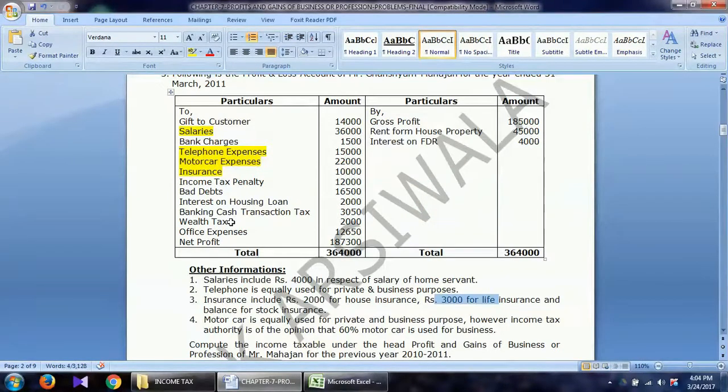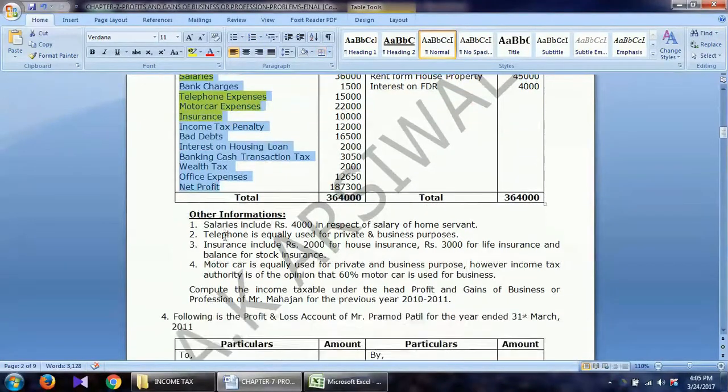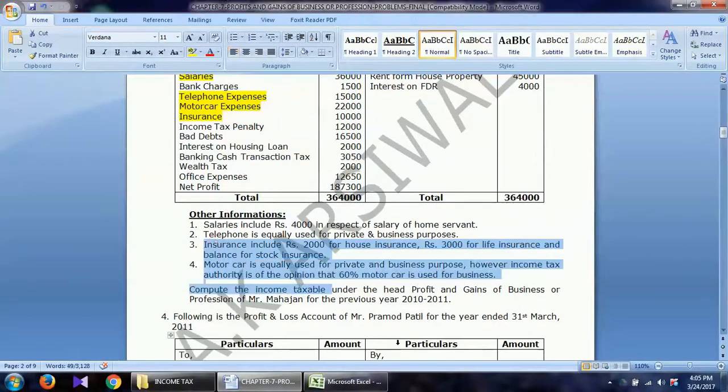Then we get office expenses 12,650. Office expenses are relating to business and they are business expenditures, hence they will be allowed as a deduction. So we will not make any entry relating to office expenses. Now we have come to the end of our profit and loss account. Just take a look. We have covered the entire credit side and the entire debit side. And all the adjustments have also been covered.